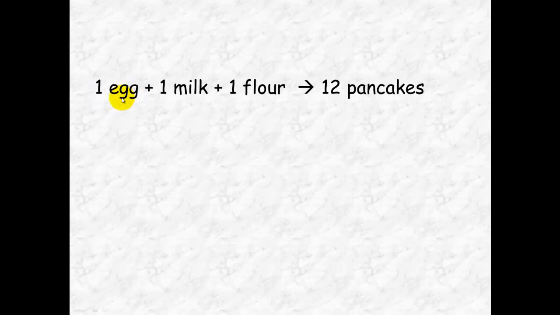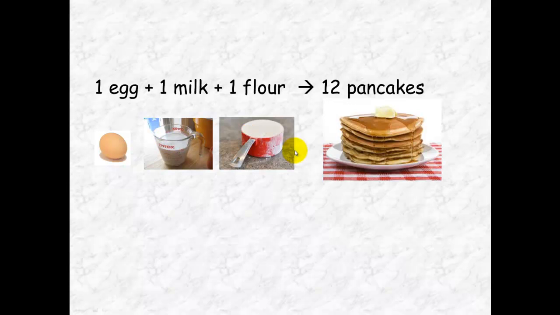Let's use pancakes. We've all cooked pancakes before. We know that 1 egg plus 1 cup of milk plus 1 cup of flour will make about 12 pancakes. Let's think of this as a chemical reaction. If we've got 4 eggs in the cupboard, we can still only make 12 pancakes, and this is because we've only got 1 cup of milk and 1 cup of flour.